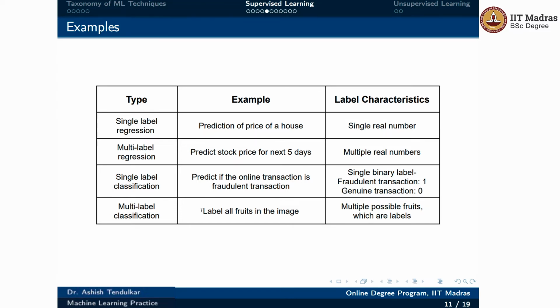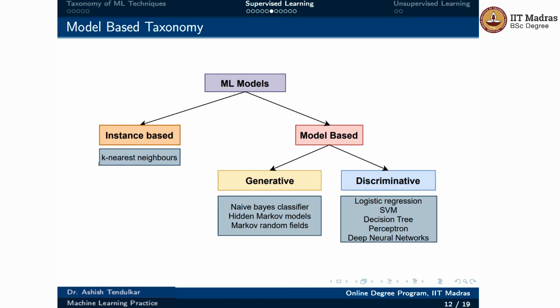Let's imagine another situation where, let's say, you are given an image and you are asked to label all fruits in the image. Now we are talking about labeling all fruits, so hence the output will be multiple. There will be multiple possible fruits in an image, so we have a multi-label classification problem over here. Hope these examples have made it a bit clearer how the classification of machine learning techniques has been done. So that was for label-based taxonomy.